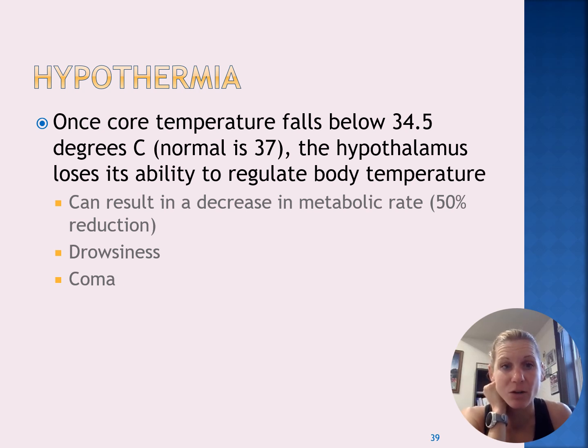So what happens in a cold environment, once that core temp falls below 34.5 degrees, the hypothalamus loses its ability to regulate the body temp. Basically what happens then is we decrease our metabolic rate by about 50%, and you can fall into a coma. Sometimes you can come out of it, so it is kind of a protective mechanism to keep the body, I guess, safe. I don't know if that's what I would describe it as, but that's essentially what happens when we reach that hypothermic state.